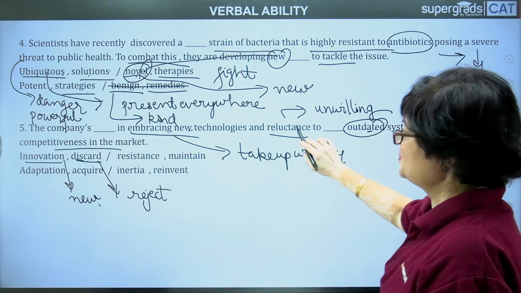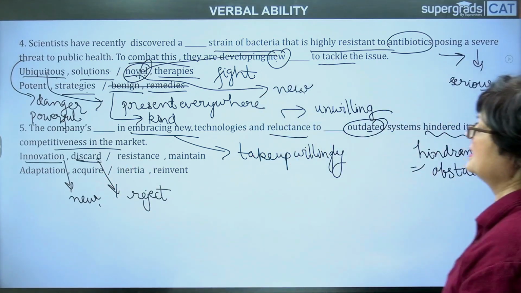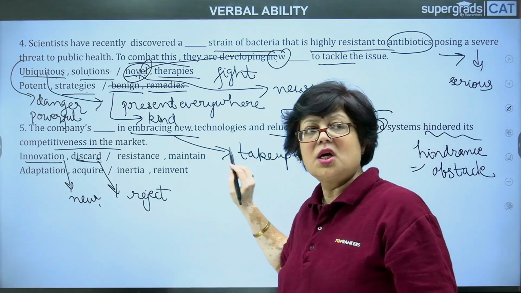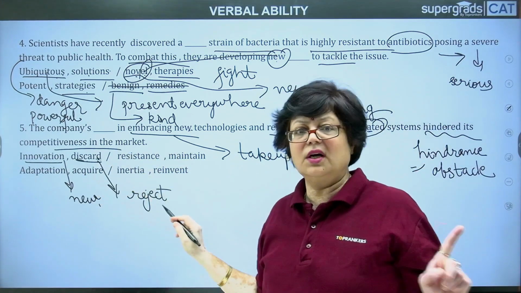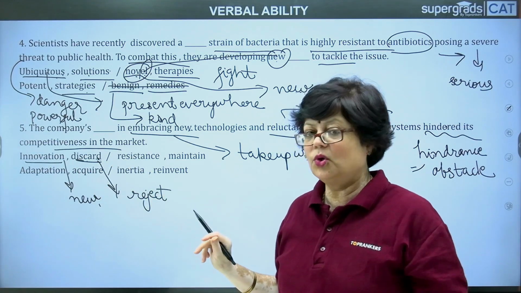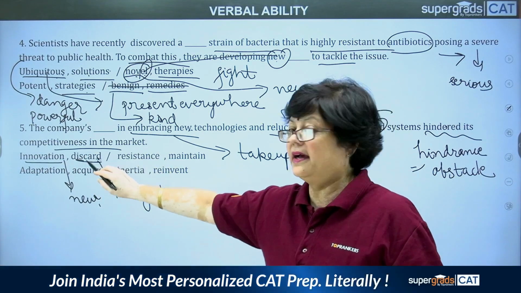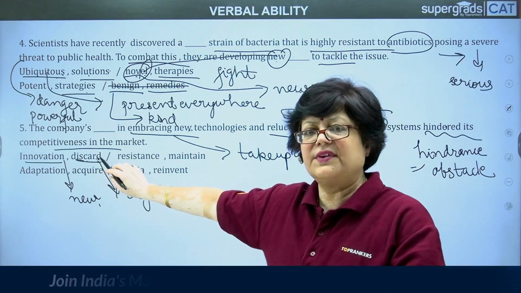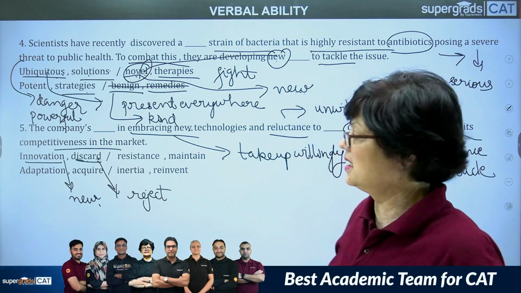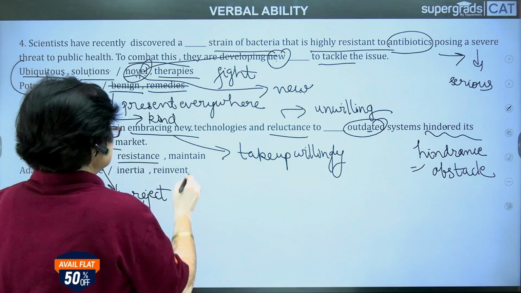Okay, so reluctance to discard. Let us see whether it works or not. Discard is a correct word here, but then innovation is not a correct word. So what is the challenge? What is the condition? That both the words should be fitting in. And here we find that out of this pair of words, one word is fitting, but the other is not fitting, which makes the option go out of question. Look at the second one, resistance and maintain.